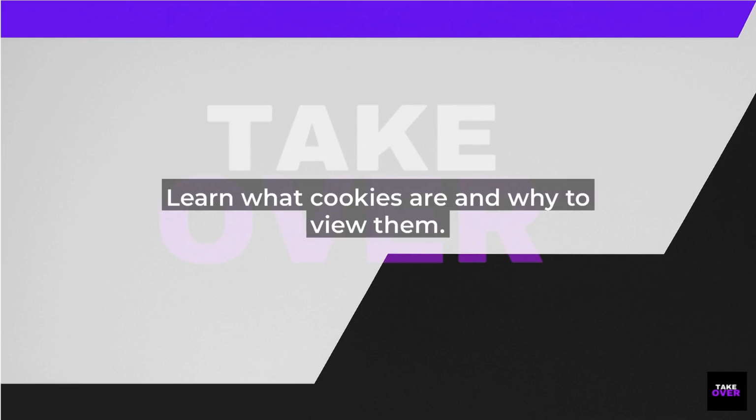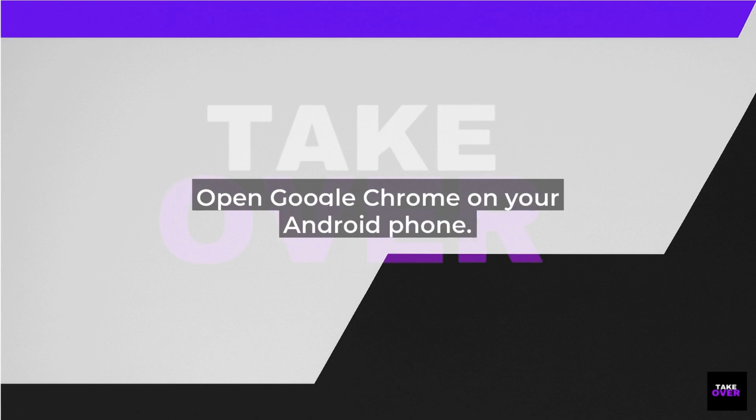Today, we're tackling a super useful topic: how to view cookies on your Android phone in 2025. If you're into online privacy or just want to understand what websites are tracking, this quick guide is for you. Cookies are small bits of data that sites use to remember your login details, preferences, and browsing history, but it's always smart to keep an eye on them for security reasons.